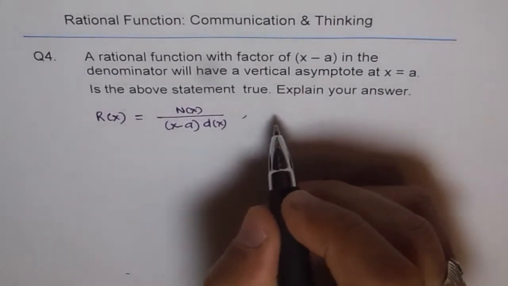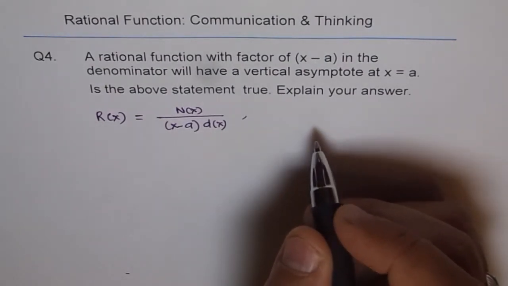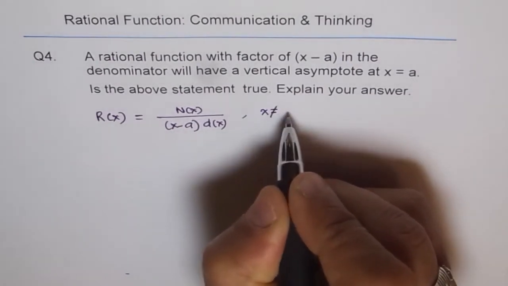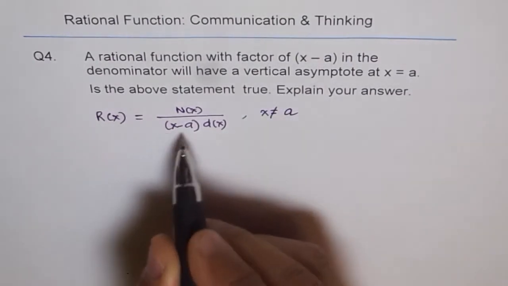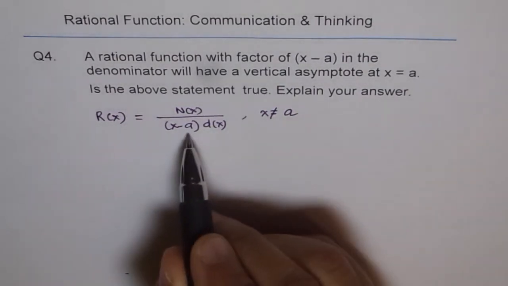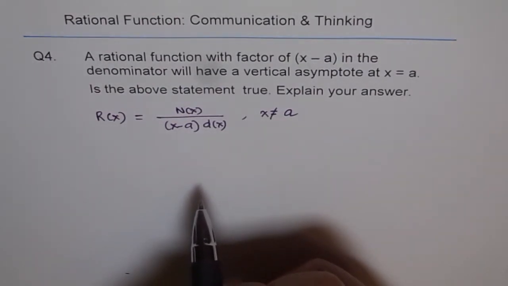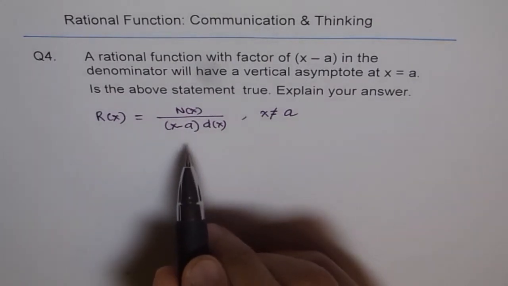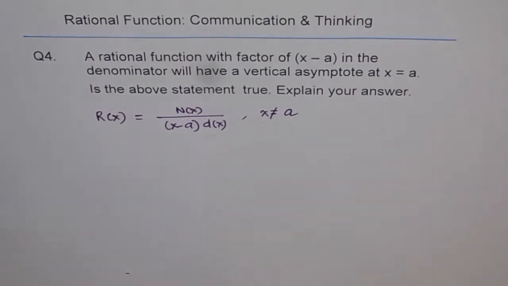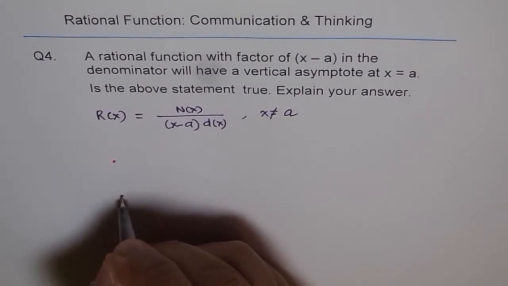Now, of course, the denominator x minus a cannot be 0, correct, for any function to exist. So here we do have a restriction that x is not equal to a, because x minus a is in the denominator. Well, does that mean that there will be a vertical asymptote here? That is the question. So it is possible that we may have a vertical asymptote at x equals to a. But there are two scenarios here, right? So what are these two scenarios? This is what you need to understand.